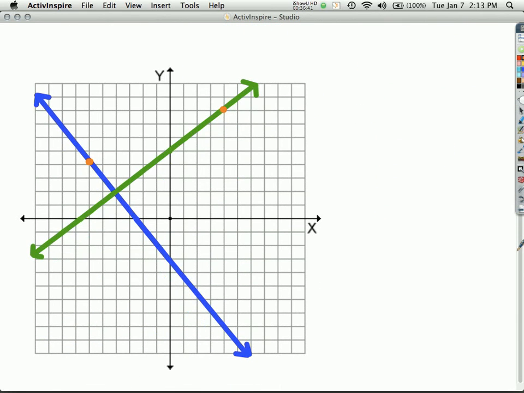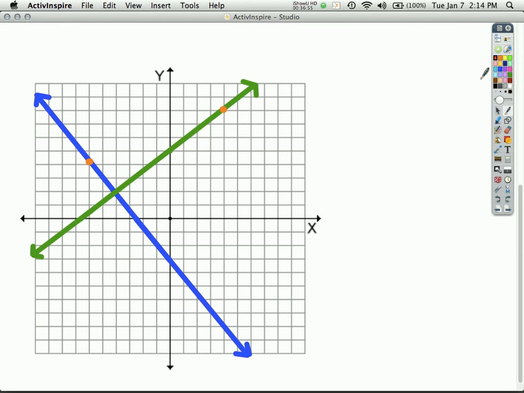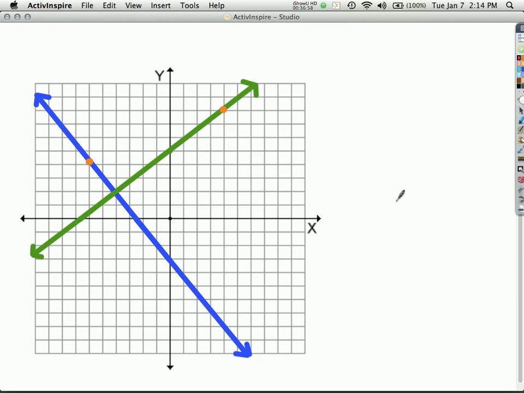So which point will work for both of them? Where can I find the point that will work with both of them? Yeah. And what's that called? The point you said for both of them? Stephanie? Yeah, the point of intersection. Where the two lines cross, right here, that is the solution to the system. The solution to the system has to work for both of them. So my two orange dots only work for one of the equations.